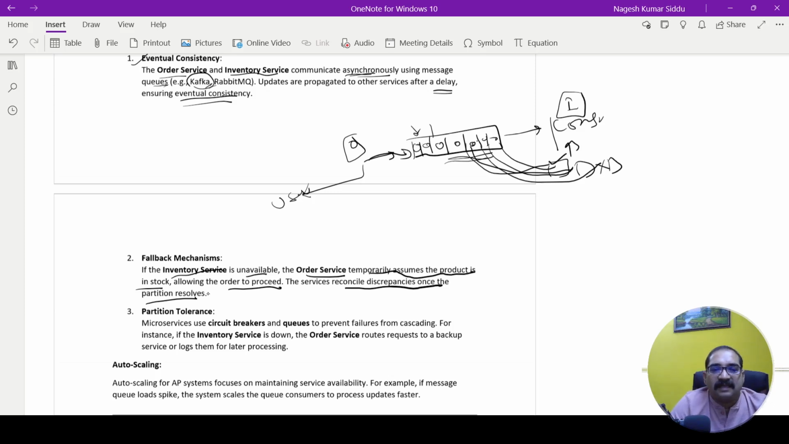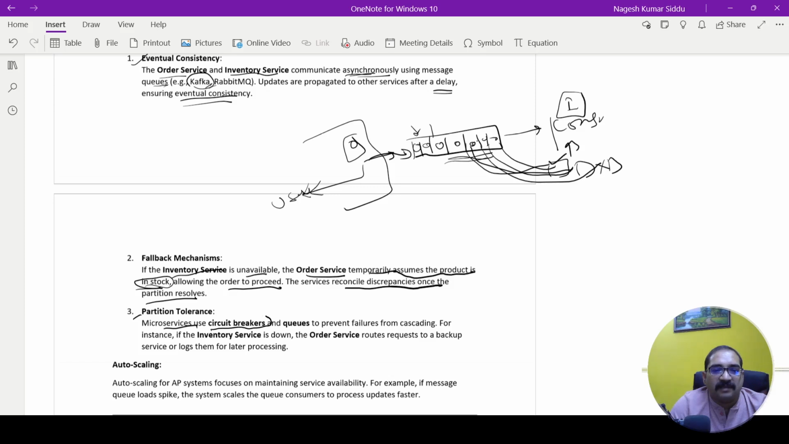So here the assumption is that the stock is always available, right? Based on that, we will proceed. We will decide that the order should be confirmed as soon as we get it. Later, we will reconcile whether we have the stock or not and then notify the user. So this is a business decision on which service should always be available, which should maintain consistency, and we should handle partition tolerance. Now let's see the third one, partition tolerance.